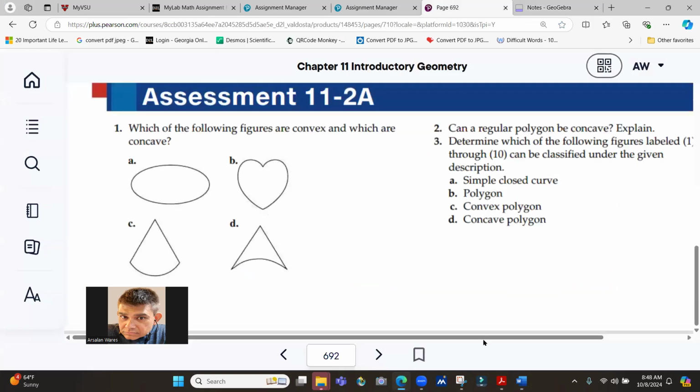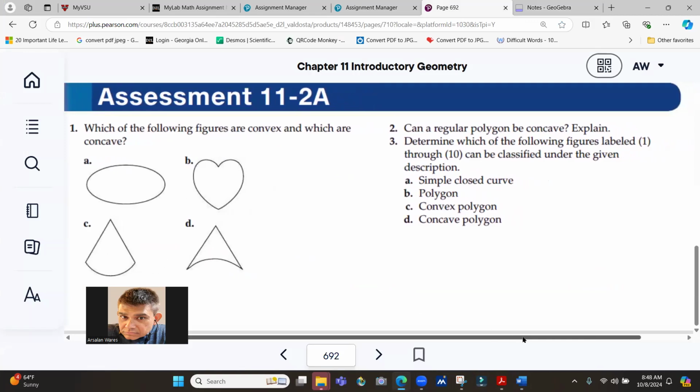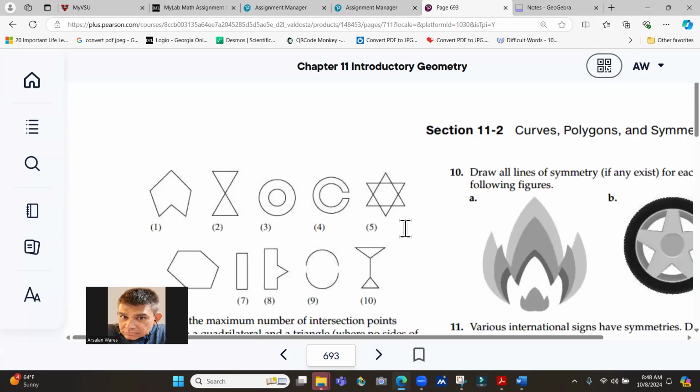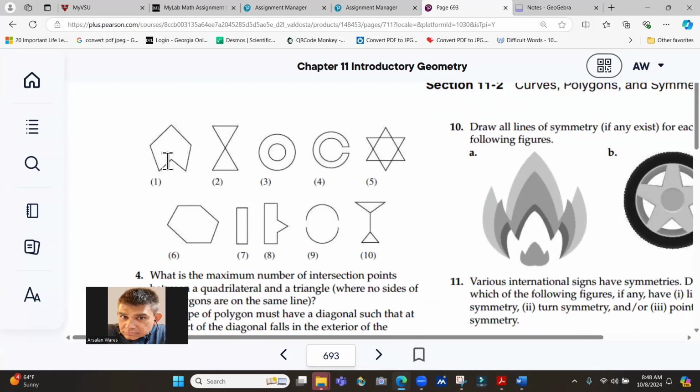Determine which of the figures labeled. Okay, I will just do it right here. So they're saying simple closed curve, polygon, convex polygon, concave polygon. We can do it. Okay, these are the shapes. This one, number one, is a concave polygon because it has a dent. Number two is not simple, but it's closed. This curve is not simple because it crosses itself. It's closed because it doesn't have loose ends.